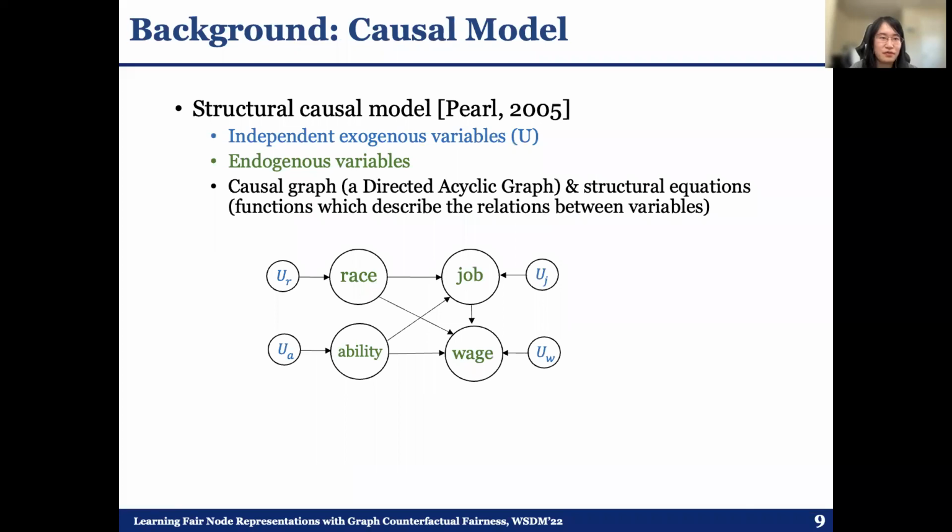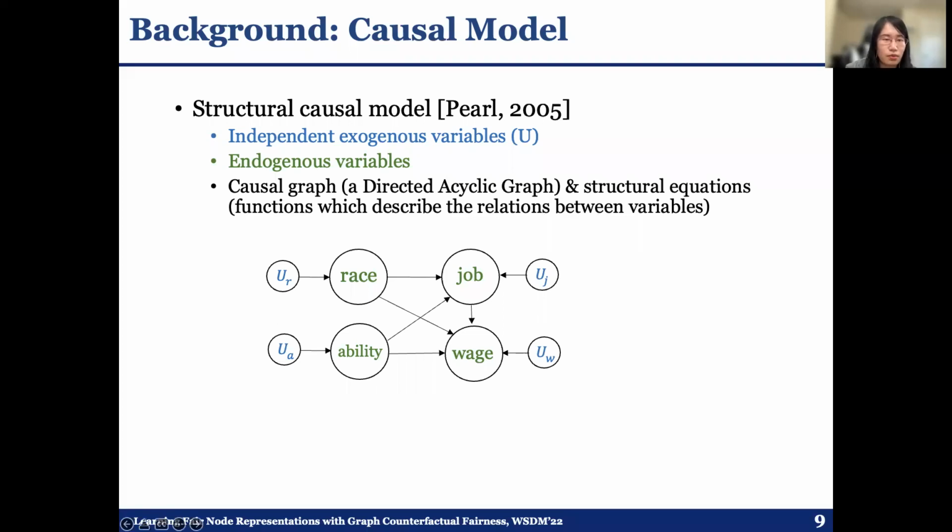So here I will first introduce some general background information about causal models. A causal model can be considered a widely used framework to describe the causal relations between variables in data. Here I will introduce a very famous one, the structural causal model, which consists of a causal graph, a directed acyclic graph, with each node representing a variable and each directed edge representing a causal relation.